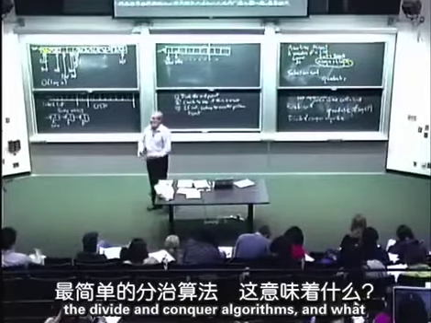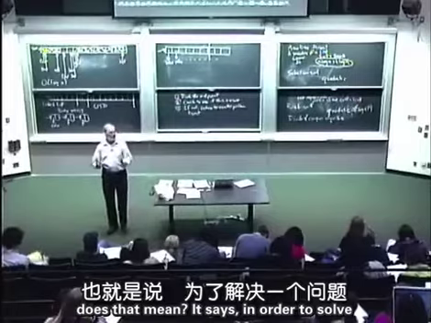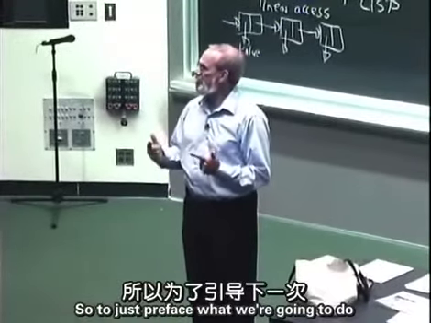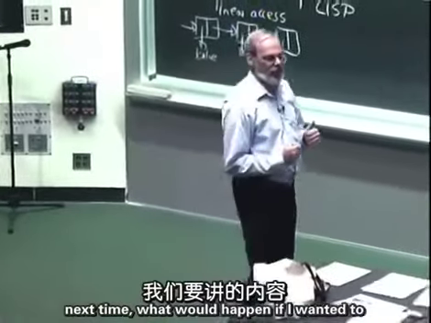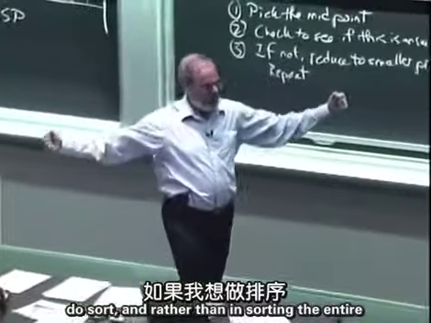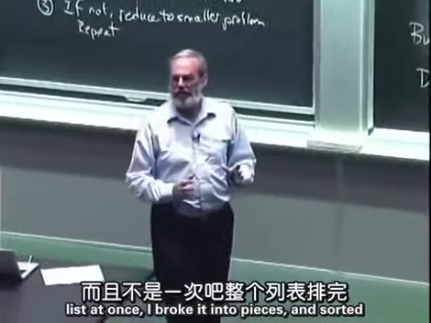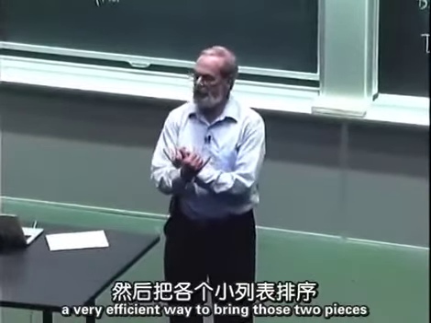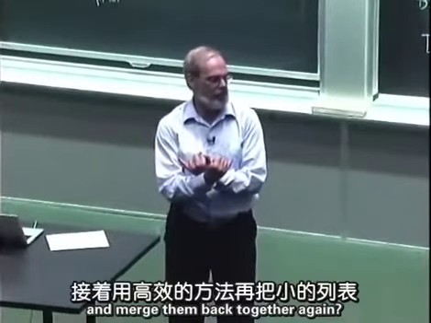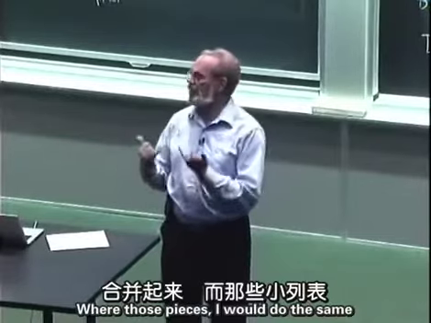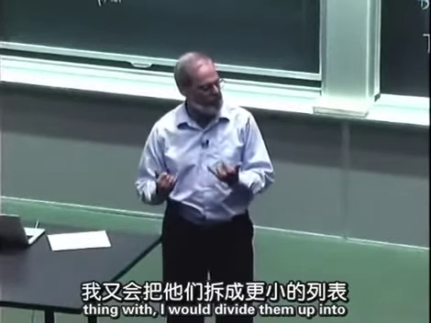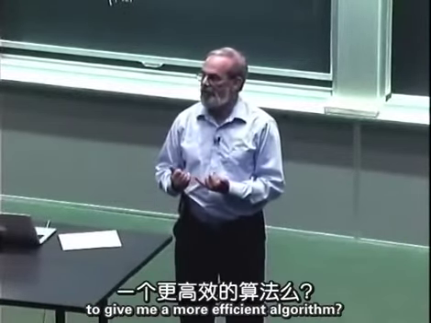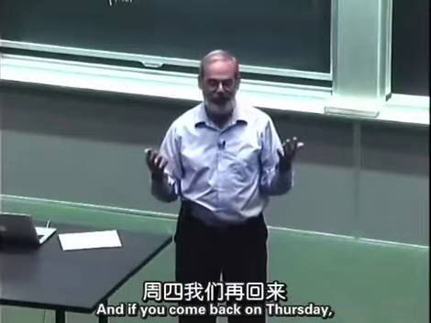And what does that mean? It says, in order to solve a problem, cut it down to a smaller problem and try and solve that one. So to just preface what we're going to do next time, what would happen if I wanted to do sort? And rather than sorting the entire list at once, I broke it into pieces and sorted the pieces and then just figured out a very efficient way to merge those two pieces back together again. Where those pieces I would do the same thing with. I would divide them up into smaller chunks and sort those. Is that going to give me a more efficient algorithm? And if you come back on Thursday, we'll answer that question.